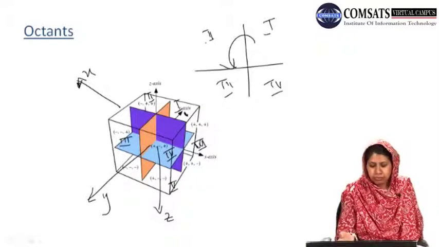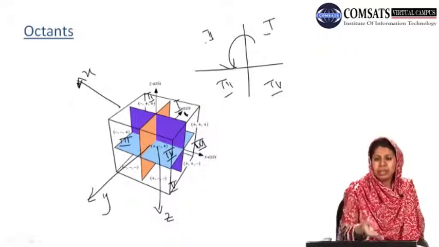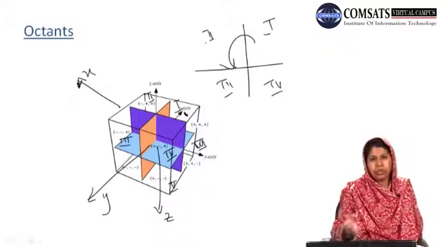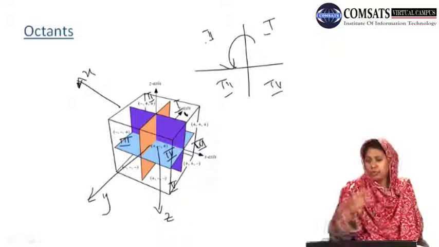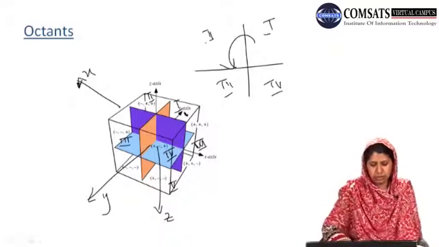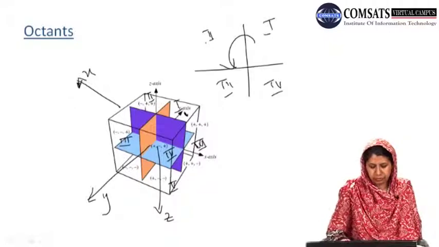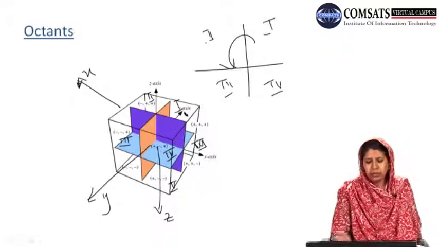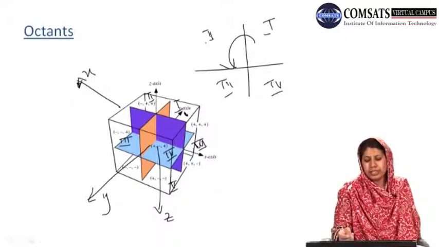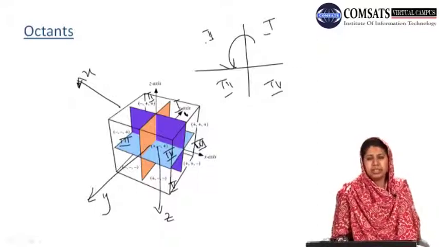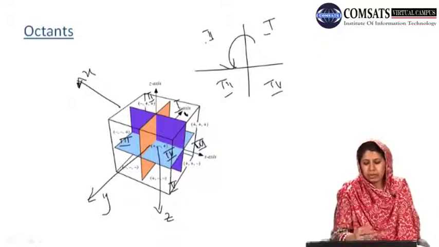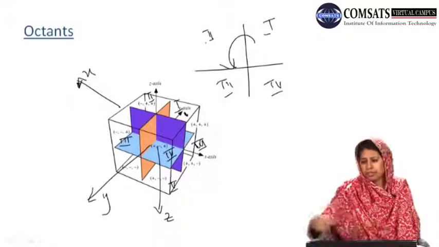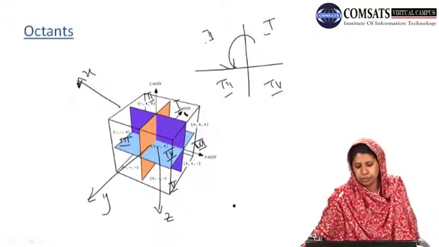The main thing we have to remember is that we are moving counterclockwise as with the case of quadrants. Okay, and we may select any one as x, any one as y and any one as z, and then we can decide where we have positive values, where we have negative values, and so on.